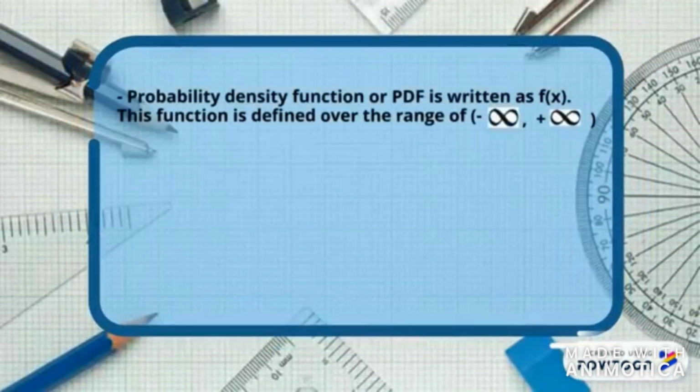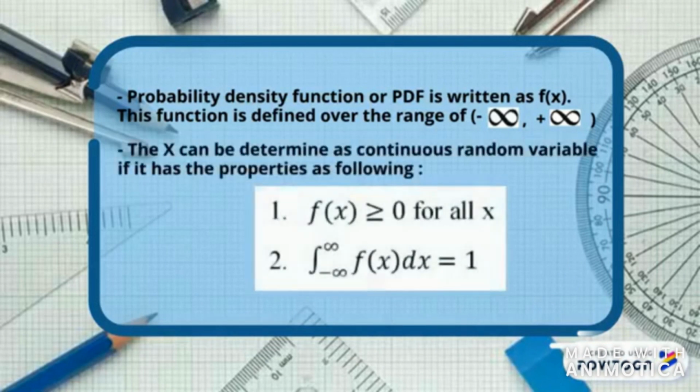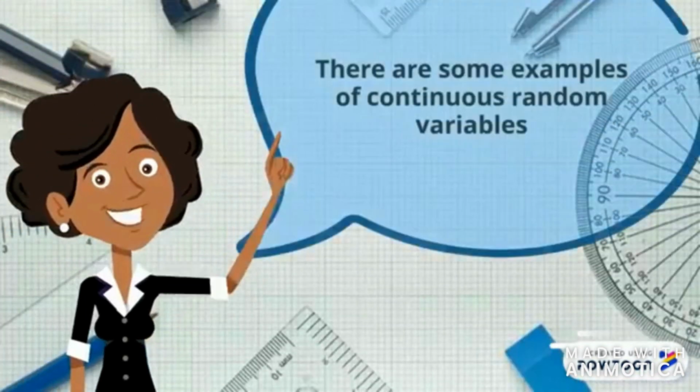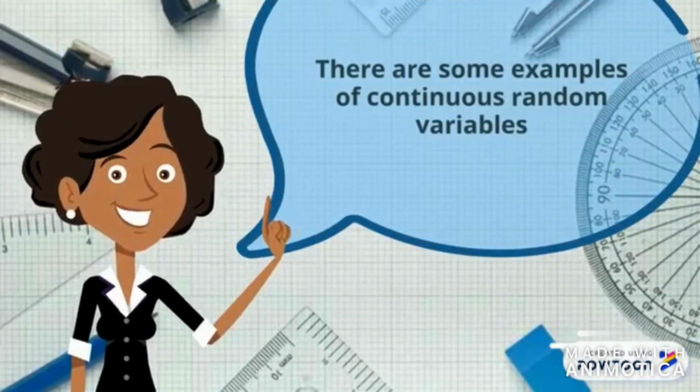Probability density function is written as f(x). This function is defined over the range negative infinity to infinity. X can be determined as a continuous random variable if it has the following properties. There are some examples of continuous random variables.